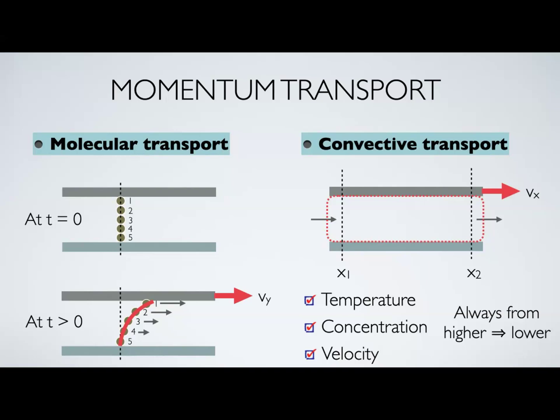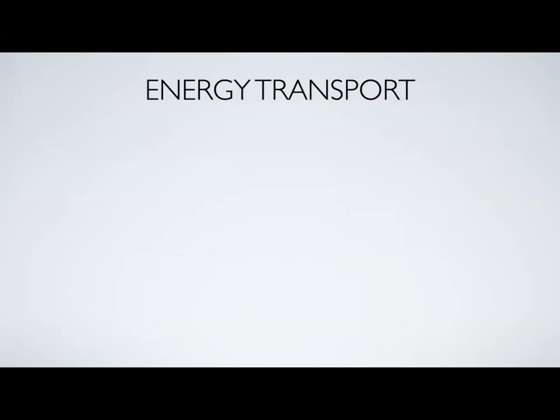Like I mentioned again, for molecular transport, we can consider the medium to be staying still. But for convective transport, the medium must be flowing or moving. So this is the example for momentum transport. Let's go to the next one, energy transport. I think this example will be easier to understand.